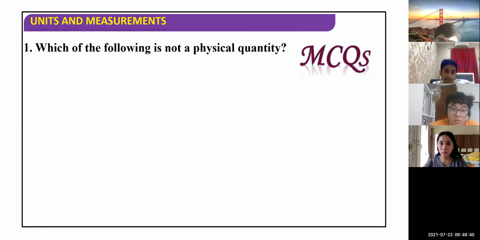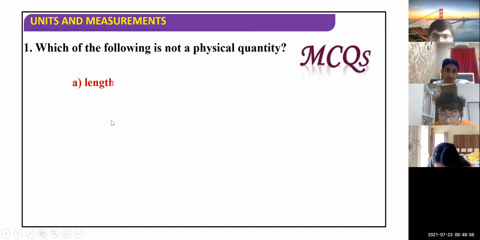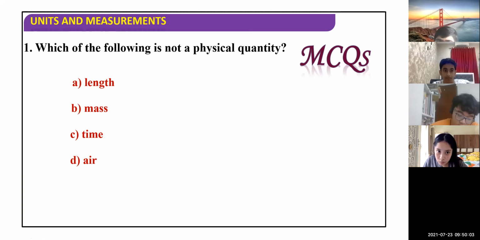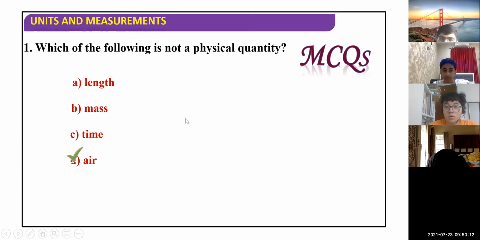Okay, there are a few questions, and I will ask these questions one by one to all of you. The first is, which of the following is not a physical quantity? This question is for Amog. The options are length, mass, time, and air. Any idea, Amog? Air. Air is not a physical quantity. You cannot measure it. It's present everywhere. Air is the right answer.